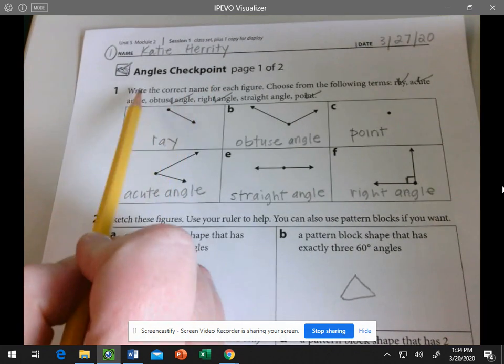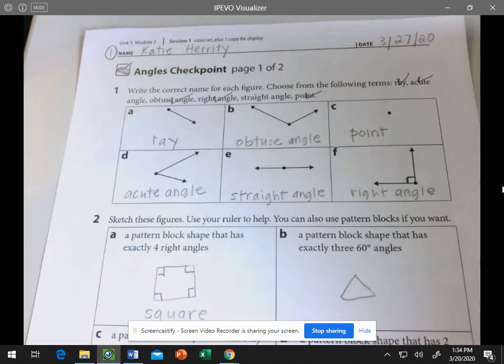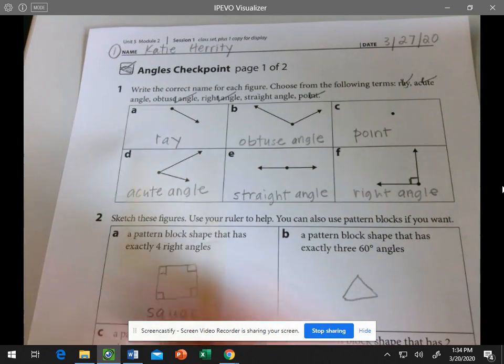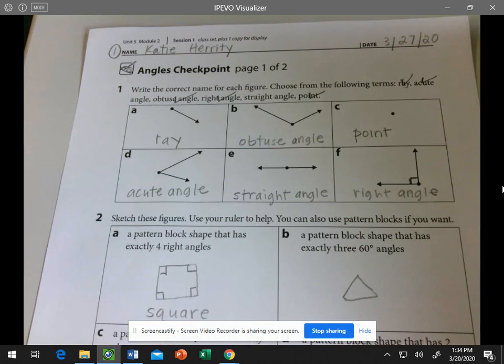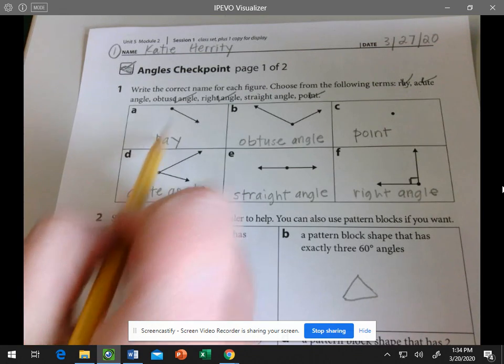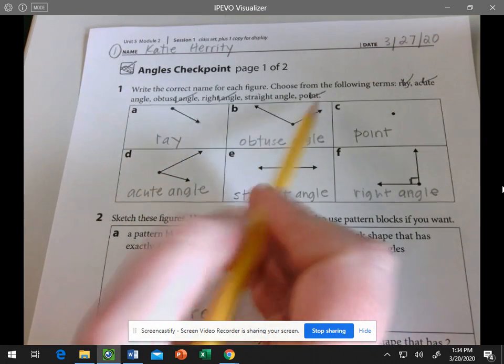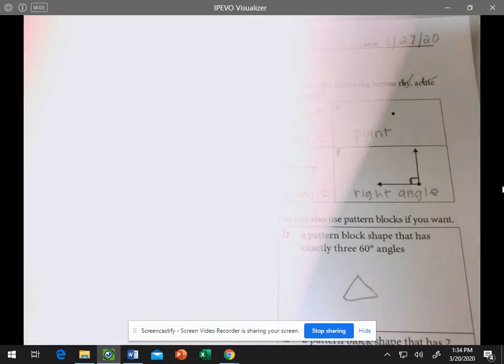Here we were supposed to write the correct name for each figure and choose from the following terms. What I did is I found the word, found the picture that went with it, and as I did it, I checked it off because I didn't want to use the same word more than once. So I'm going to go through. This is a ray. It looks like a sun with a ray of sunshine. This one was obtuse because it's more than the corner of my paper.